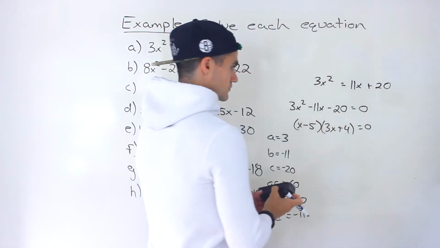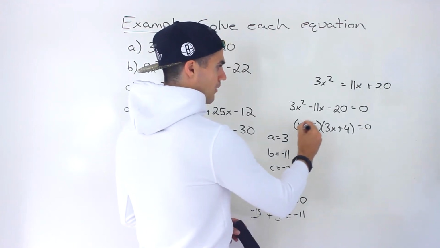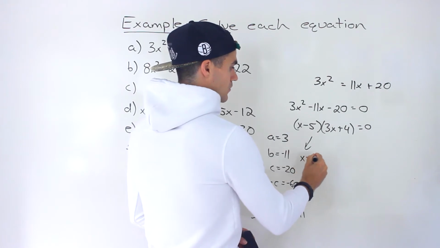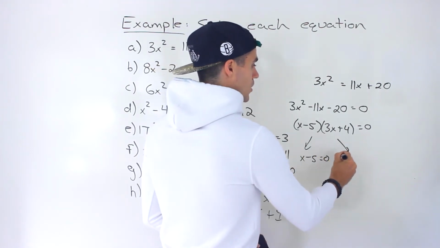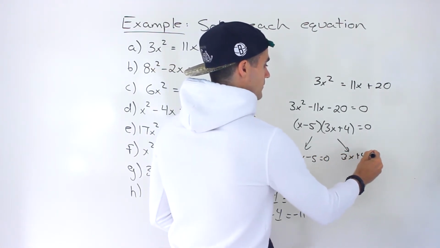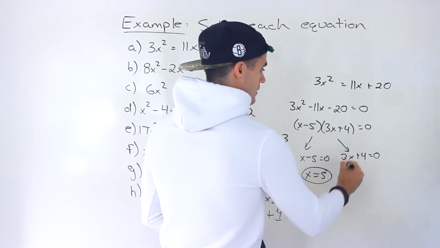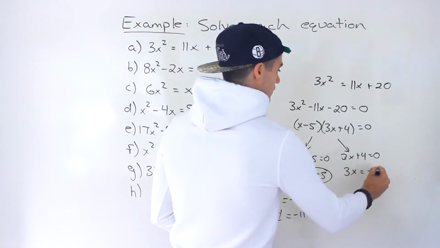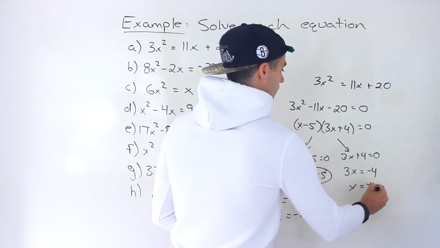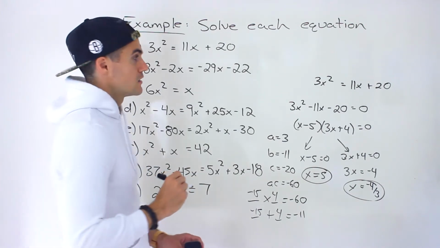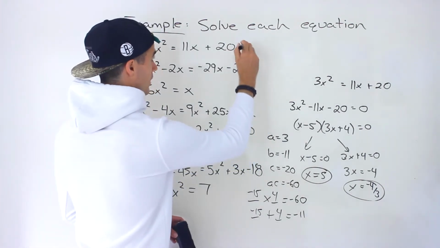And then, remember, how can this left side equal 0? Well, basically, either when this bracket is equal to 0 or when this bracket is 0. So this is going to happen at an x value of 5. This here is going to happen when 3x is negative 4, or when x is negative 4 over 3, like that. So those would be the two solutions for part A.